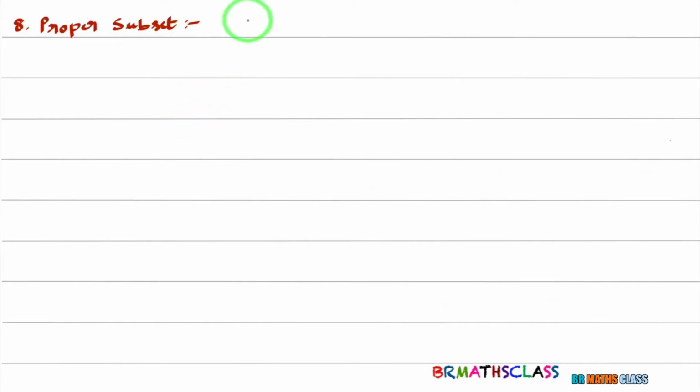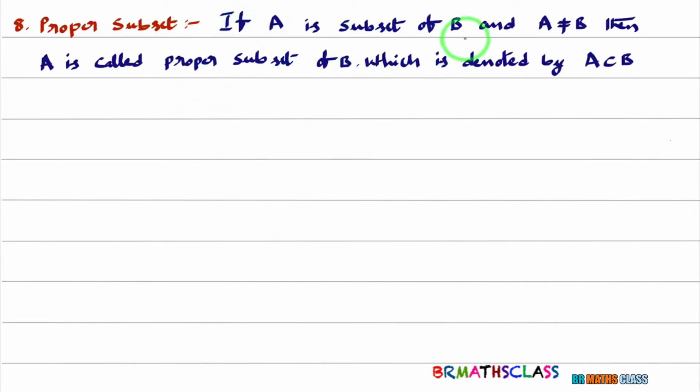What is a proper subset? If A is a subset of B and A is not equal to B, then A is called a proper subset of B, which is denoted like this. You observe here, I am not writing like this. Generally, subset means we will denote like this. But this is strictly a subset: A is a subset of B, but A is not equal to B. Then A is called a proper subset of B. We'll try to understand this with an example.